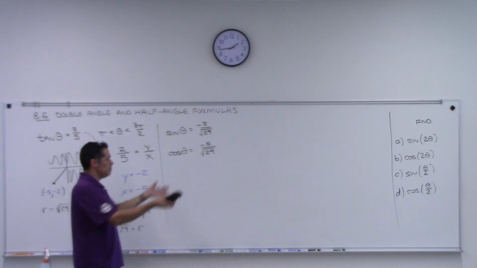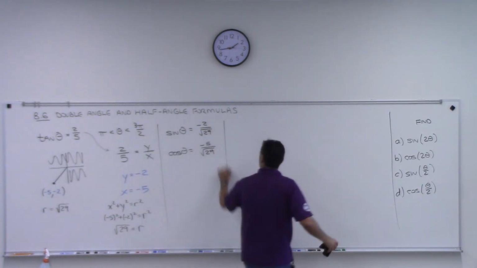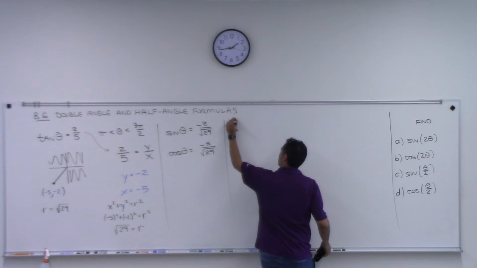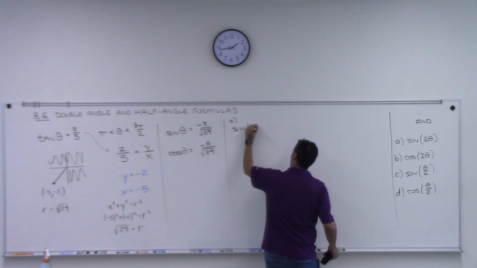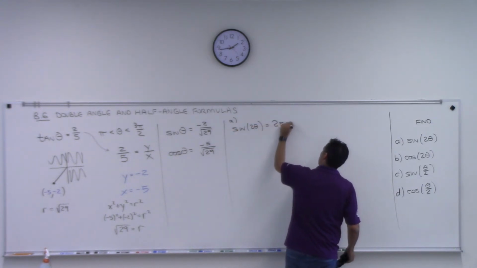Now, just go to the formulas, right? Part A, sine of 2 theta. By definition, that's 2 sine theta cosine theta.